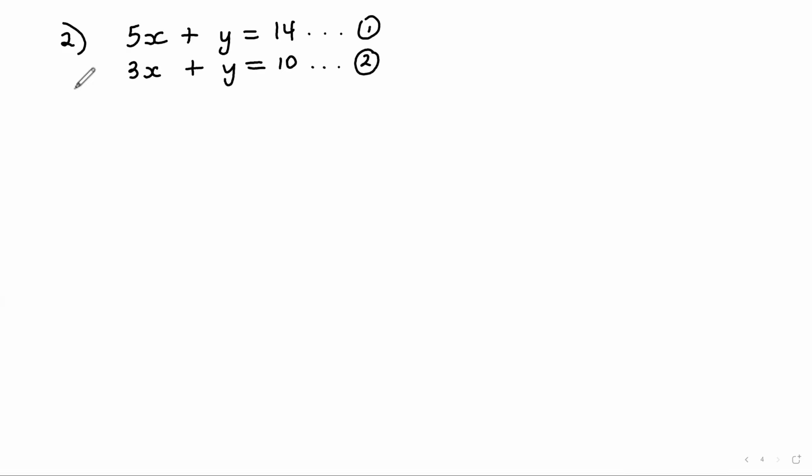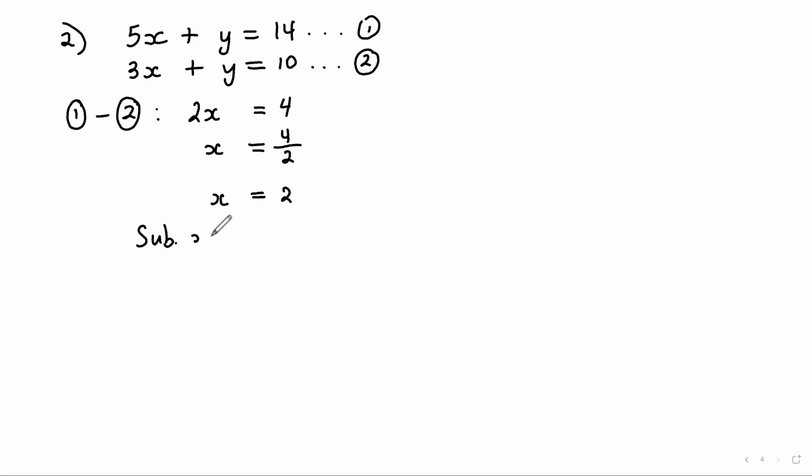My first thing, don't forget to label the equations. You have to do that in order to write your annotations properly. So now I'll say equation 1, take away equation 2. 5x take away 3x gives me 2x. y take away y is 0, and 14 take away 10 is 4. So if 2x is equal to 4, then x is equal to 4 divided by 2, which makes x equal to 2. And now that I know what x is, I can substitute that.